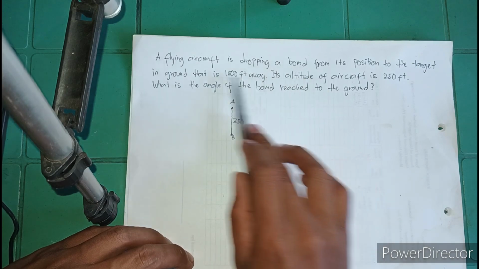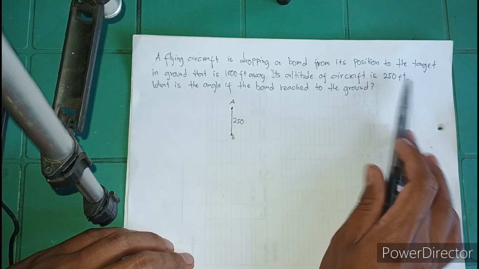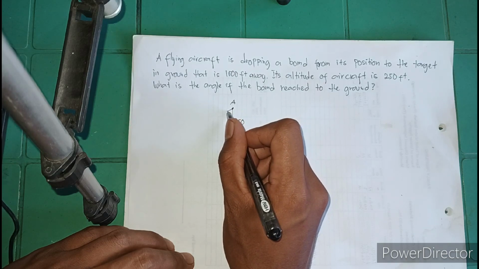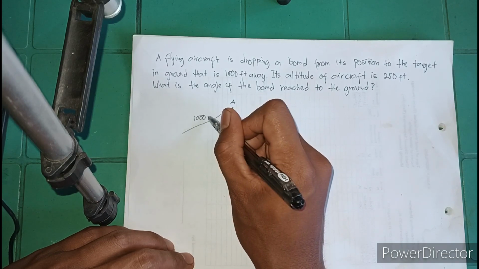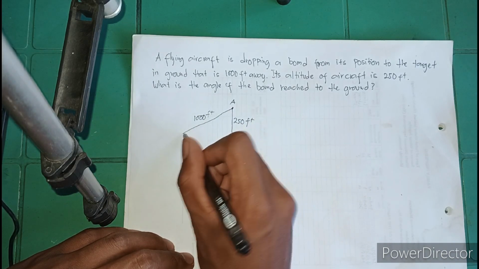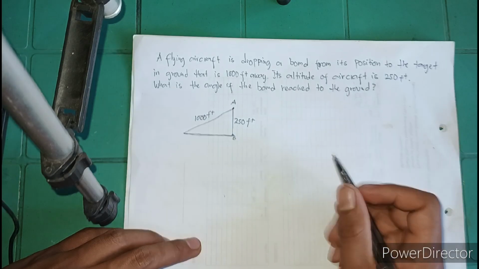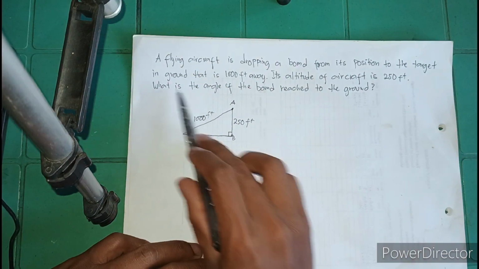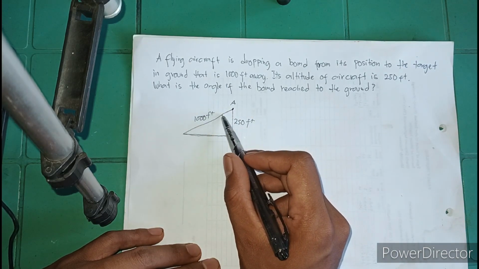And the next is the target on the ground that is 1,000 feet away. 1,000 feet away. So we can form a right triangle. In this case, what is the angle if the bomb reaches the ground? What is the angle if we drop the bomb here to this target?